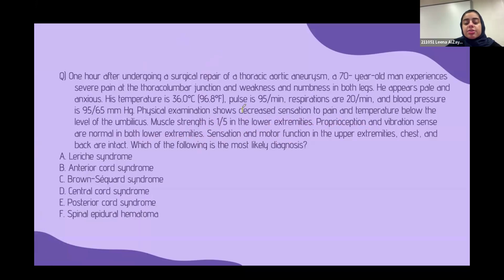So it was saying there's decreased sensation of pain and temperature at the level of the umbilicus. So you have pain and temperature, that's the spinothalamic tract. The muscles as well, they're decreased. Proprioception and vibration sense are normal in the lower extremities. So the dorsal column, guys, is not involved. Right now, we're only talking about the anterior part, not the back. Why? Because the dorsal column, which is responsible for vibration and proprioception, is good.